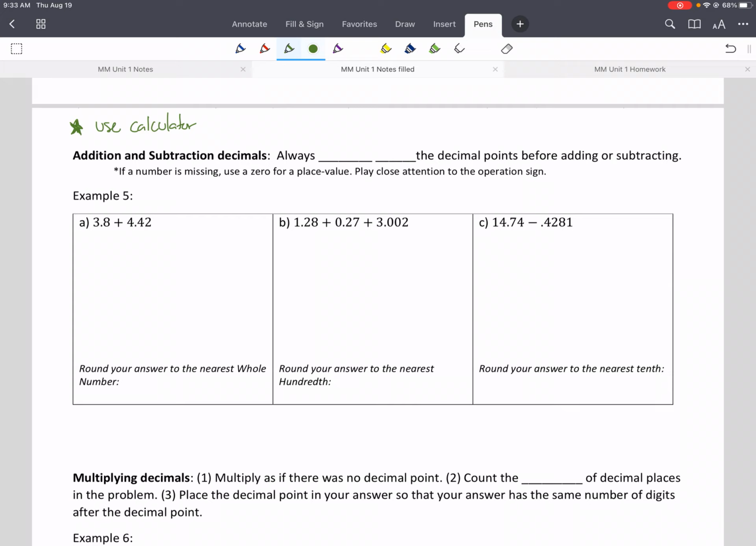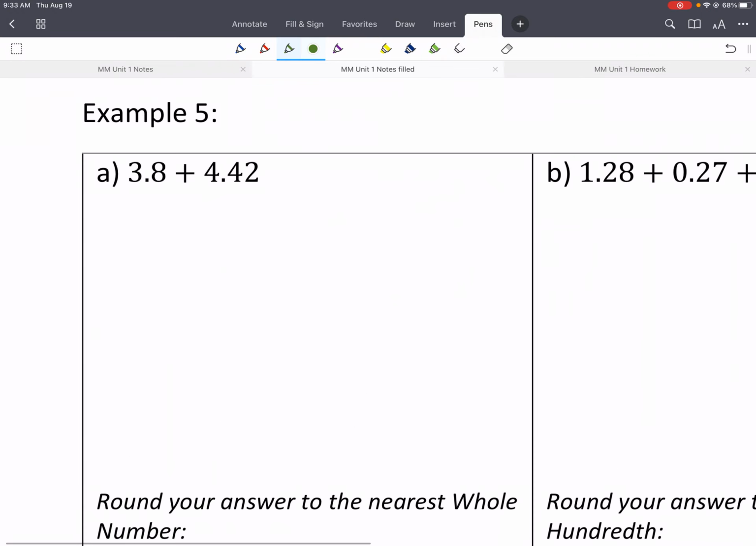So addition, we'll always line up the decimal point before adding or subtracting, okay? If a number is missing, we can always put a 0 in the place value, and then pay attention to the operations, whether we're adding or subtracting, okay? So again, we're going to line up our decimals. If we're missing a spot, we can put in a 0. We're adding, and then we just add verticals right to left.